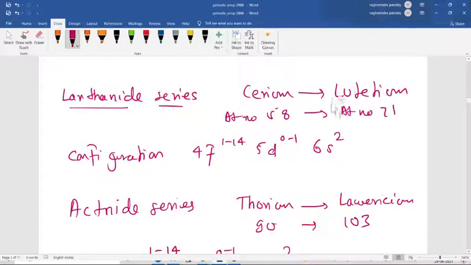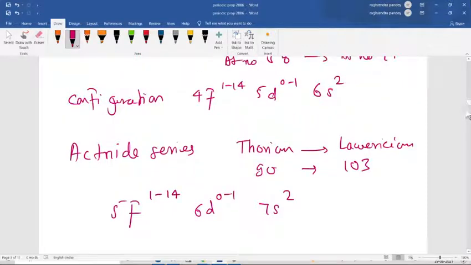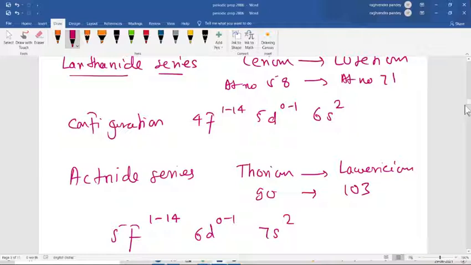Cerium to lutetium, yes, that one. Cerium series or thorium series. So that is cerium to lutetium. Then the configuration, then the actinide series, thorium, and all that.